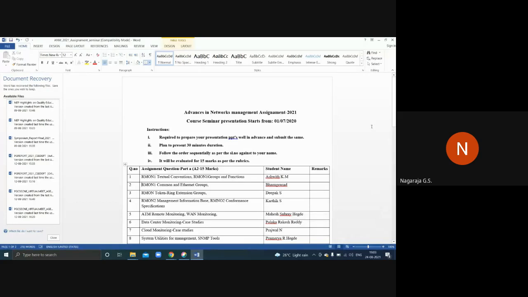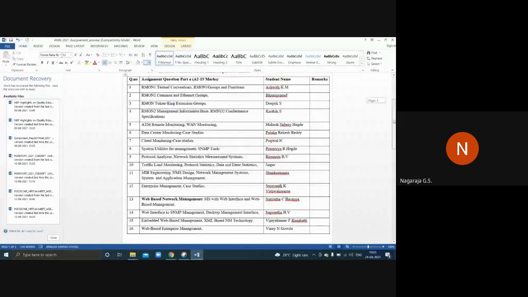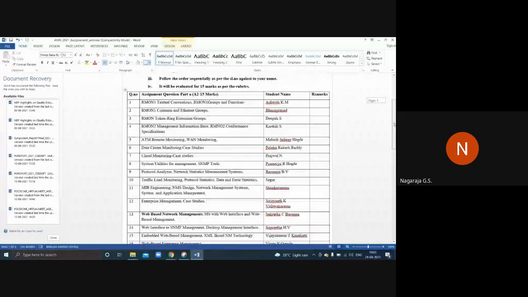This is the assignment topics which I have given on 1/7/2020 before itself. As for our plan, right now we are supposed to start from 1/7, but this work is pending from everyone. I think I've already shared this with you all.